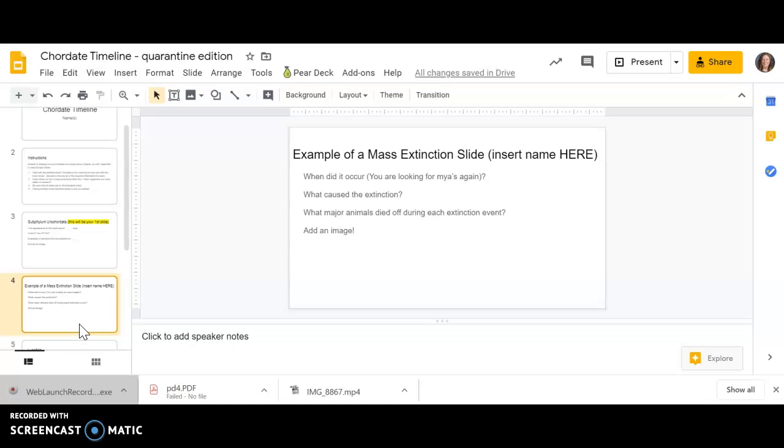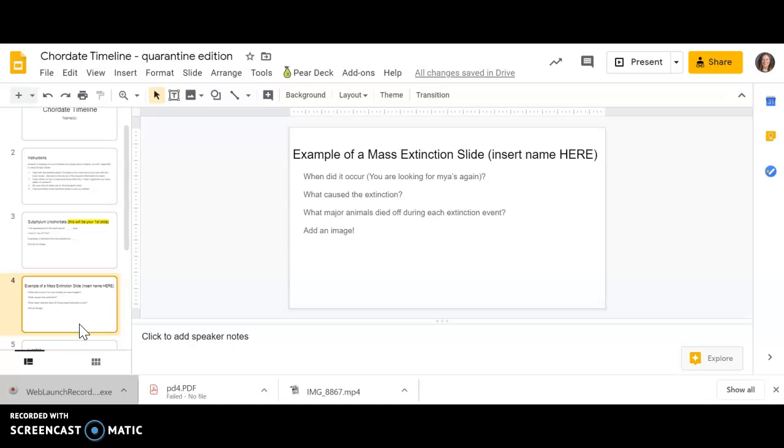And don't forget to use the resource that I posted for you underneath the assignment on Classroom, because it does give you all of the information in one place. And so you're telling me when it occurred, what caused the extinction, and what were the major animals that died off during that extinction event. And so again, that's all in that resource that I gave you.